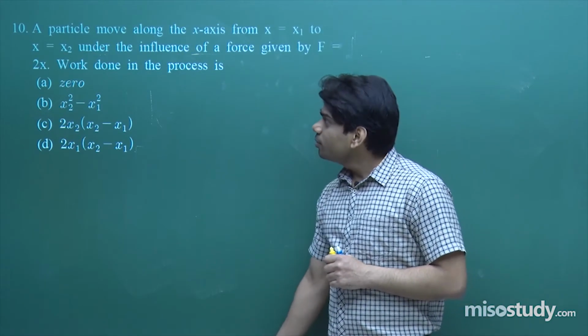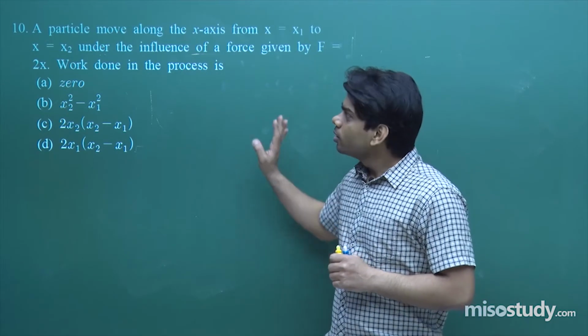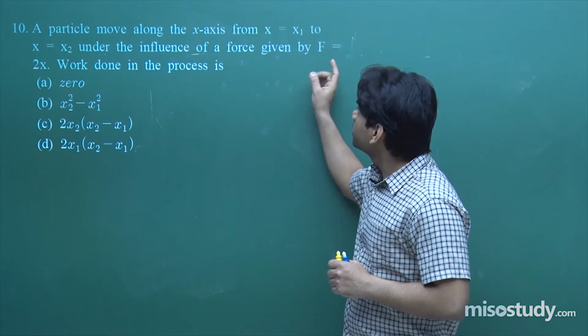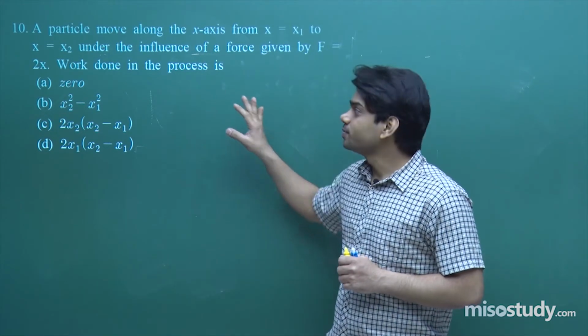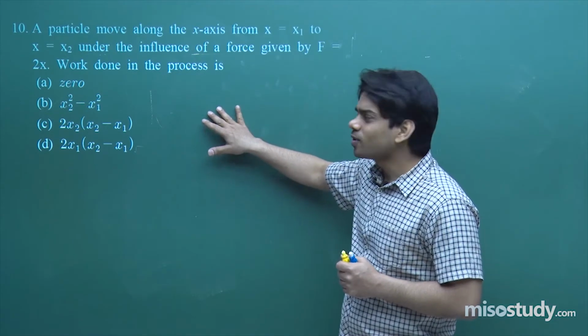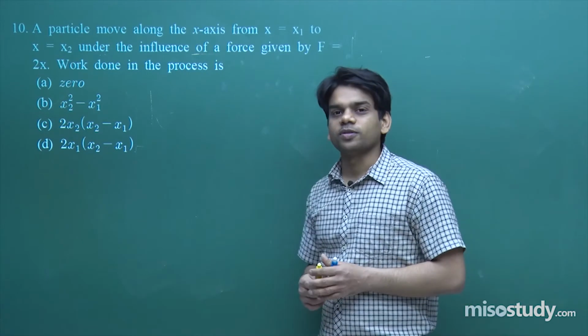A particle moves along the x-axis from x equal to x1 to x equal to x2 under the influence of a force given by F equal to 2x. It's a force dependent on x. Work done in the process is A 0, B x2 square minus x1 square, C 2x2 (x2 minus x1), and D 2x1 (x2 minus x1).